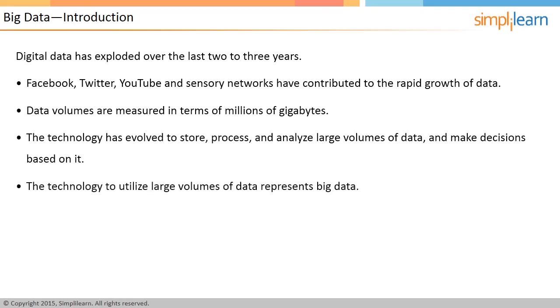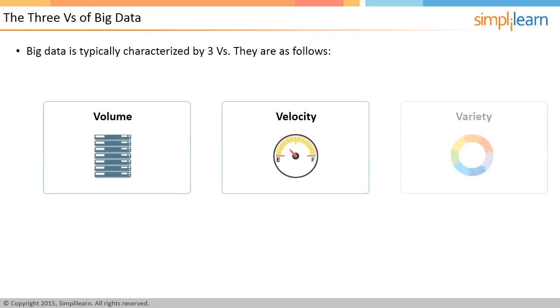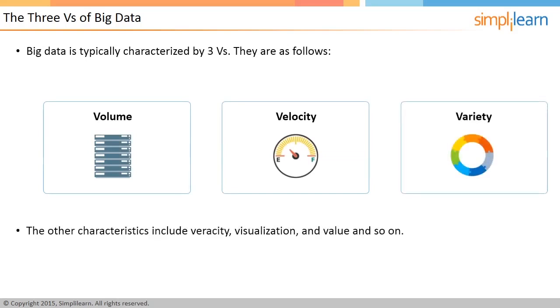Big data is typically characterized by 3 V's. They are volume, velocity, and variety. The other characteristics include veracity, which refers to the truthfulness of data, visualization, value, and so on.